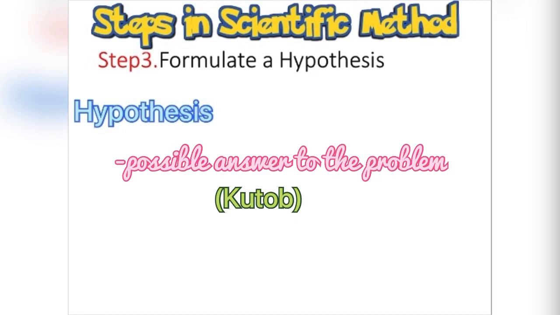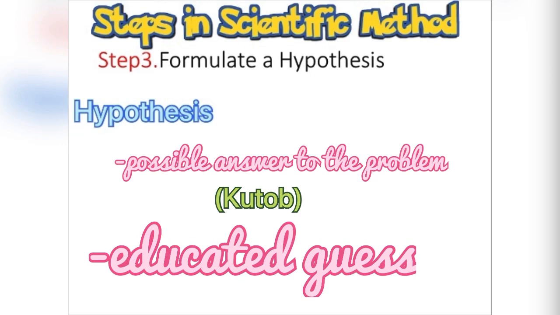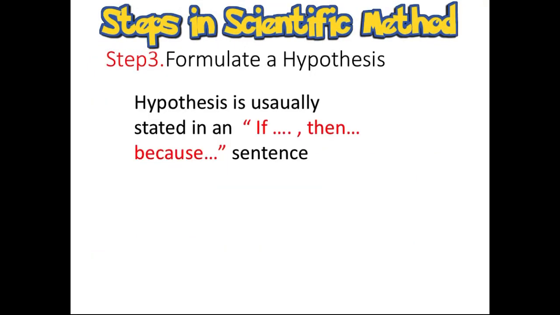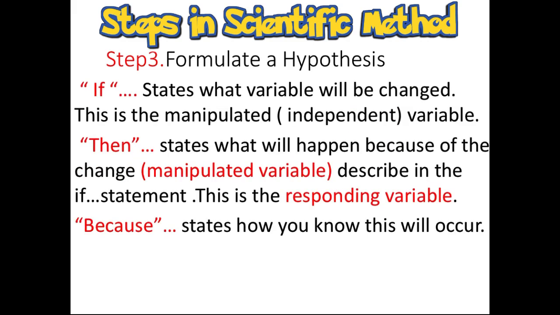Hypothesis is based upon your gathered information and prior knowledge. That's why it is also called an educated guess. Hypothesis is usually stated in an if, then, because sentence. If states what variable or factor will be changed or you purposely change. So this is the manipulated, or what we call the independent variable.